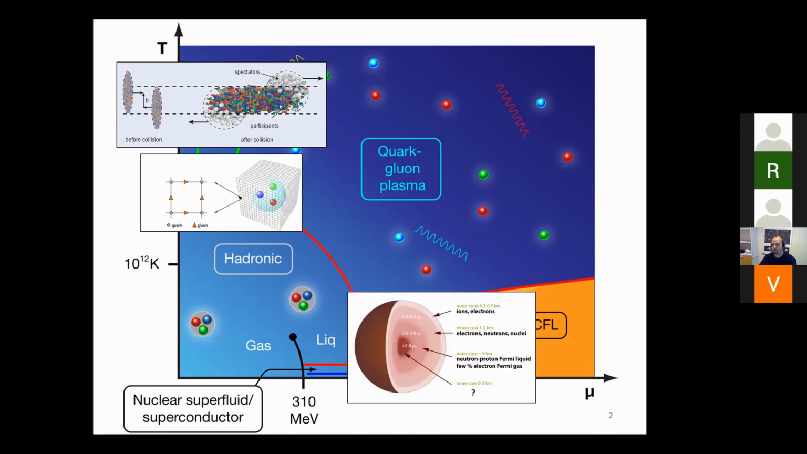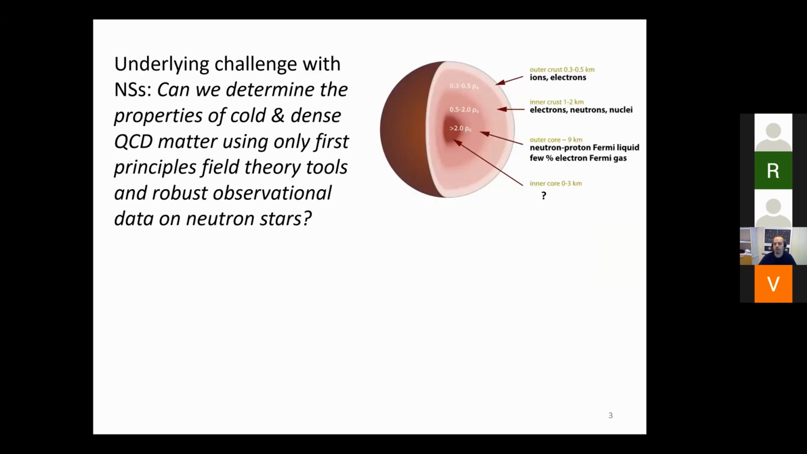But now today our attention will be shifted to another part of this phase diagram, to much colder and much more dense systems, where first of all we don't have lattice QCD at our disposal because of the sign problem, and second, our laboratories, neutron stars, are inconveniently located very far away from us. Now when we go to neutron star physics, I would claim that the main question we are addressing, or at least I will be addressing in my talk, is whether we can determine the properties of the cold and dense QCD matter that neutron stars are composed of, using only first principles quantum field theory tools, and on the other hand robust astrophysical observations, so our observational data on the macroscopic properties of neutron stars.